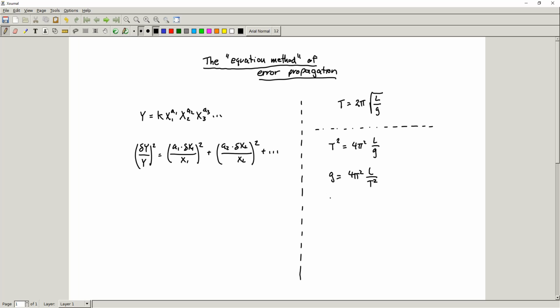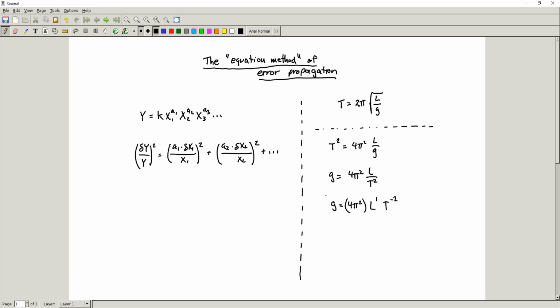So let me rewrite this one more time. I'm going to rewrite it like this. G is going to be equal to 4 pi squared. I'm just going to put that in a bracket. Then I'm going to have L, and I'm going to put L to the power of 1, right? Basically, we can do that to whatever we want, right? Putting things to the power of 1 doesn't change them. And then I'm just going to move my T upstairs, so it's going to be to the power of -2 instead of 2, okay?